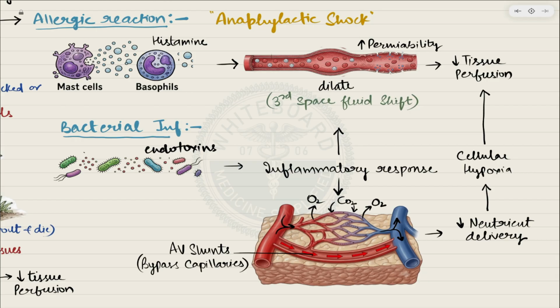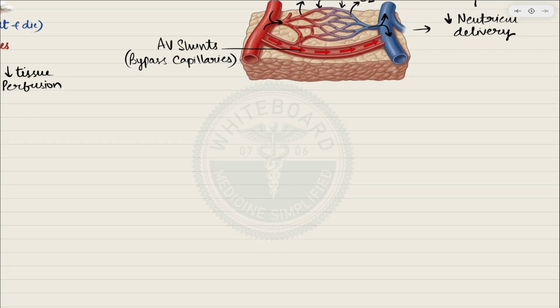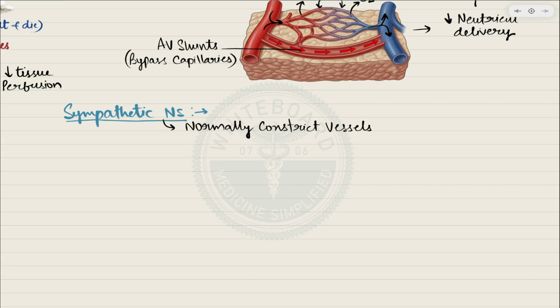This type of shock, which occurs due to a severe infection causing widespread vasodilation and the opening of AV shunts, is known as septic shock. Lastly, under normal circumstances, the sympathetic nervous system continuously sends signals to the smooth muscles present in the walls of blood vessels, helping them maintain an appropriate degree of constriction and vascular tone.